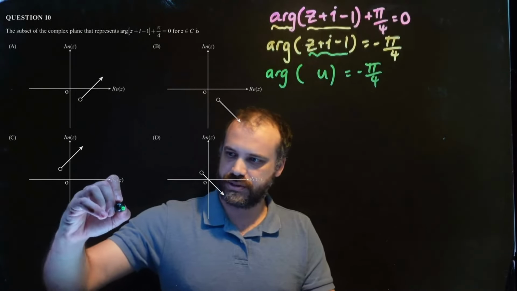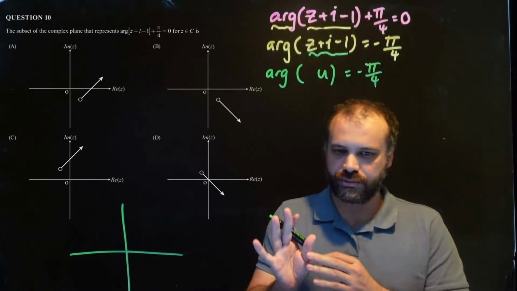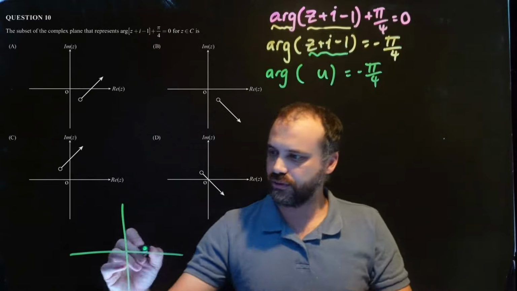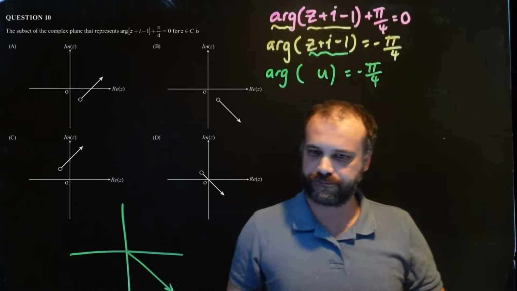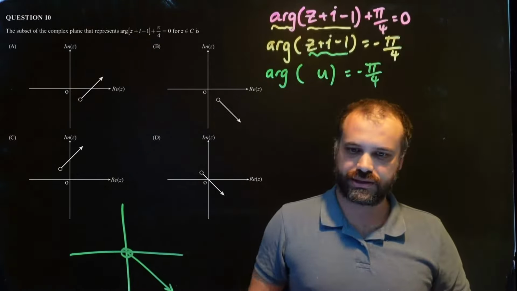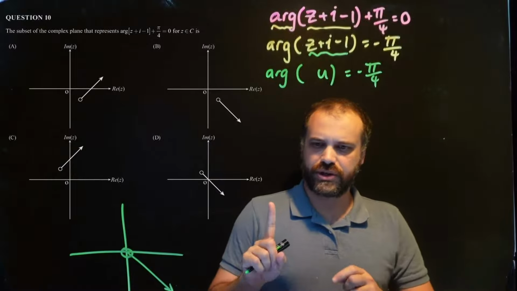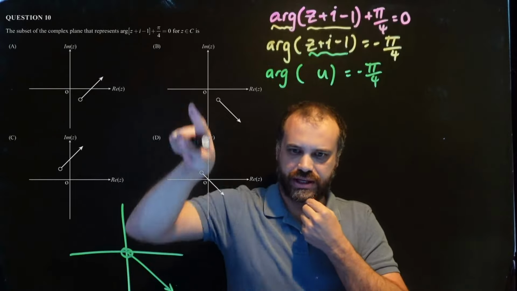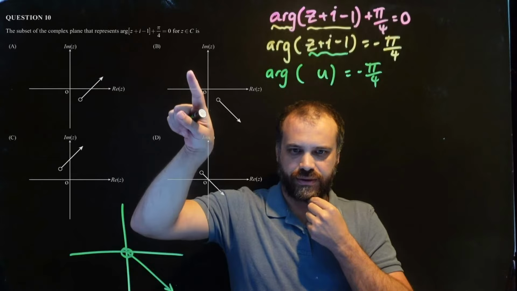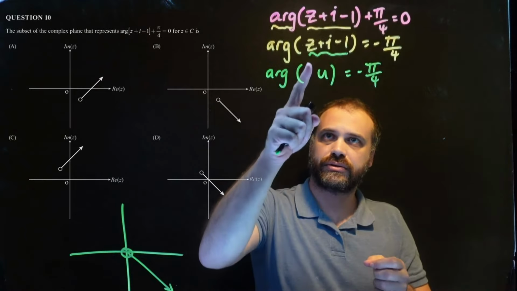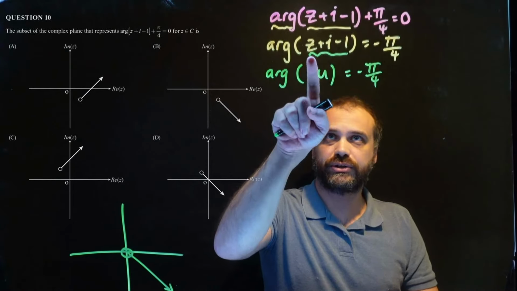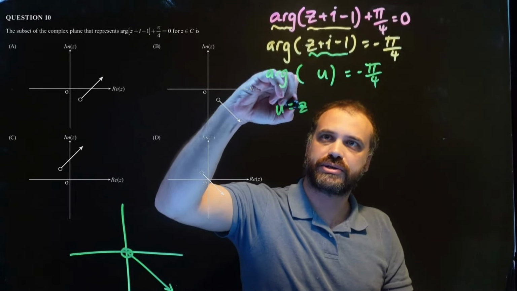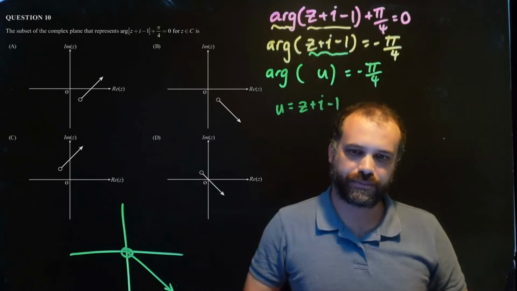That's super simple. All complex numbers with an argument of negative pi on 4 look like that, not including 0. Okay, so that feels pretty good, and it brings my eye to these two as our options, right? But of course, the problem is that we're not dealing with u. We're actually looking at this thing here. So u wasn't u. u was equal to z plus i minus 1.